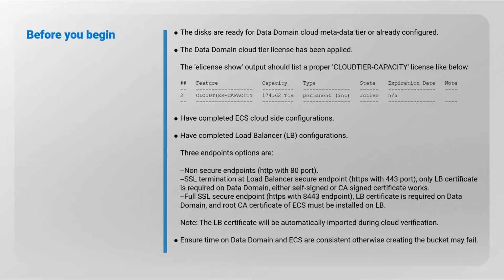They are non-secure endpoint; SSL termination at load balancer secure endpoint, where only the LB certificate is required on Data Domain, and in this case either a self-signed or CA signed certificate works; and full SSL secure endpoint, where the load balancer certificate is required on Data Domain, and the root CA certificate of ECS must be installed on the load balancer in this configuration. Note, the load balancer certificate will be automatically imported during cloud verification. And ensure time on Data Domain and ECS are consistent, otherwise creating the bucket may fail.